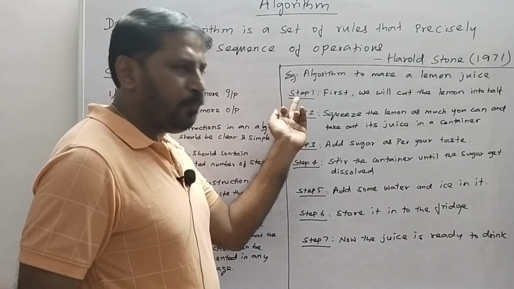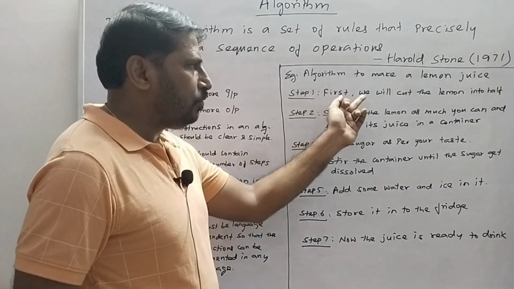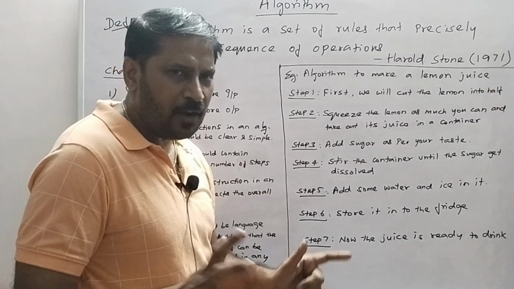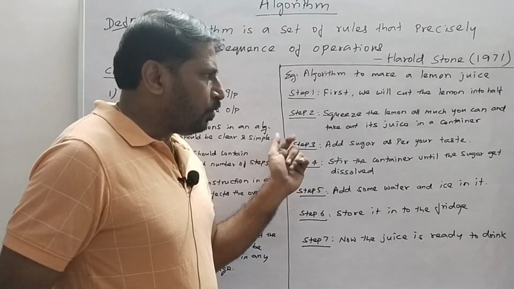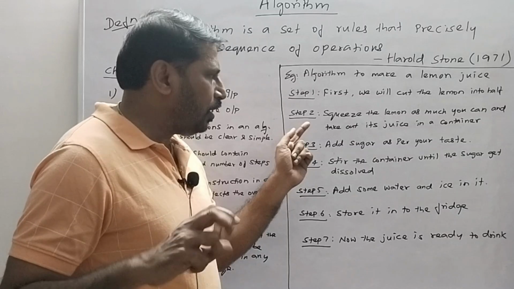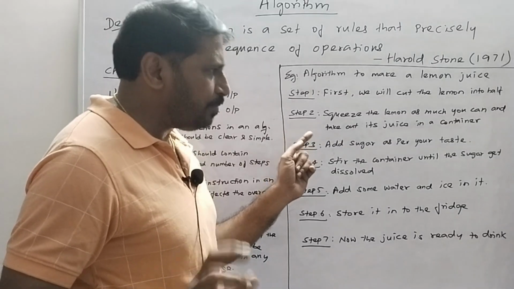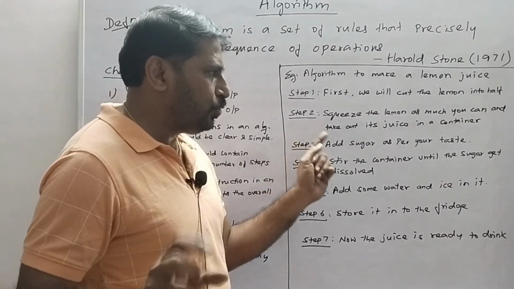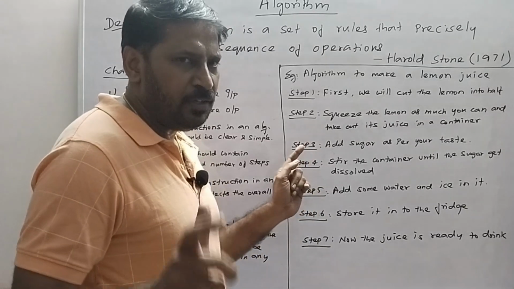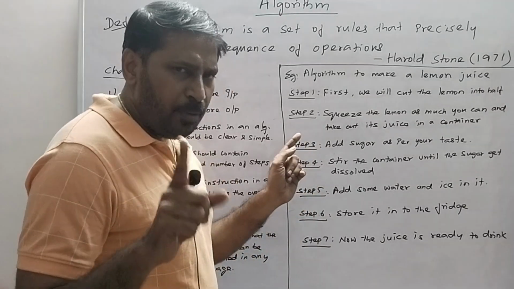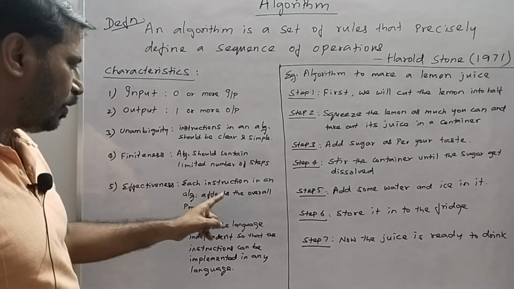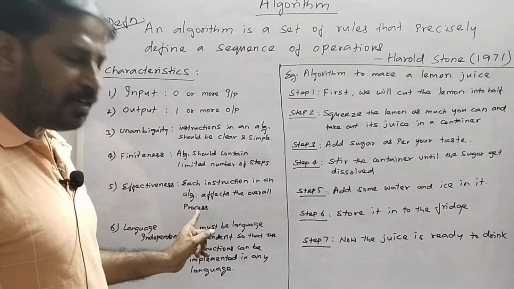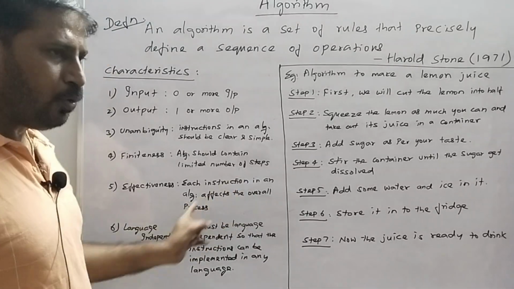What is the first step to make juice? The first step is we cut the lemon into two halves. What is the second step? After cutting the lemon, we squeeze the lemon as much as we can and take out its juice in a container. This is the second step. Keep in mind effectiveness: each step affects the overall process.